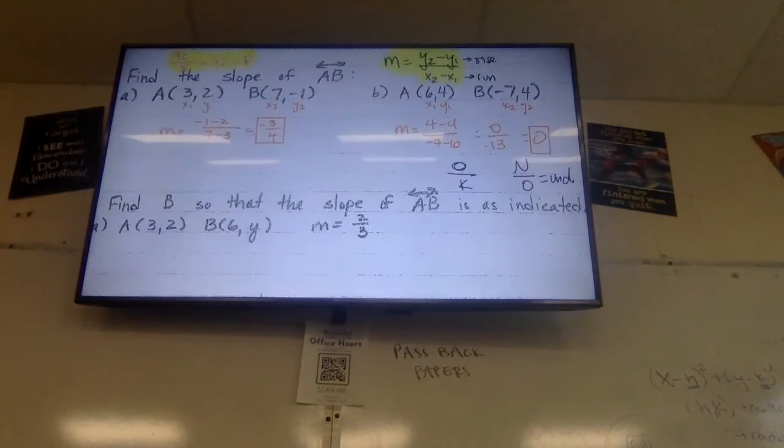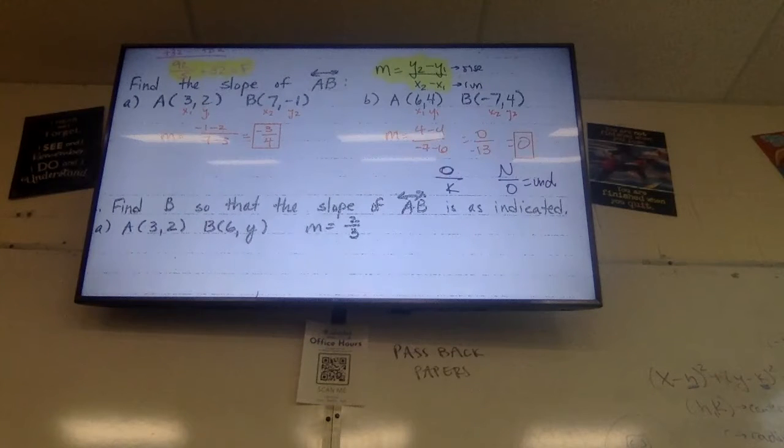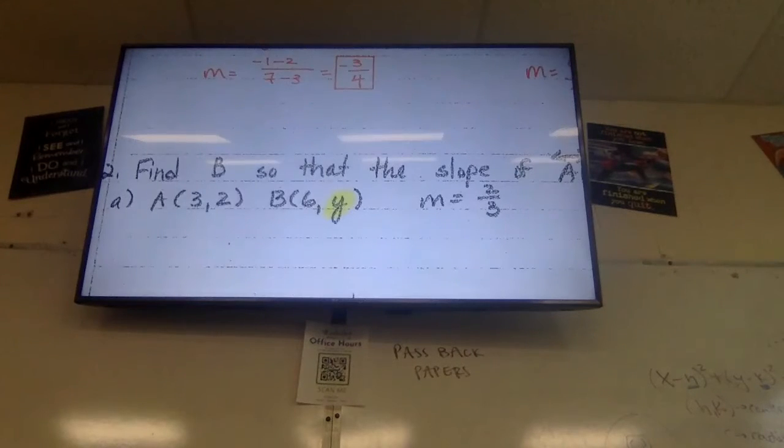All right, we're going to use this equation still, but now it says find point B so that the slope of AB is as indicated. So that means I gave you most of your points. I gave you A is 3, 2, I gave you B is 6, y, and I told you the slope is 2 over 3. That being said, I just don't know what my y is. I know my x1, I know my y1, I know my x2, and I don't know my y2, so we're going to use y to represent y2.